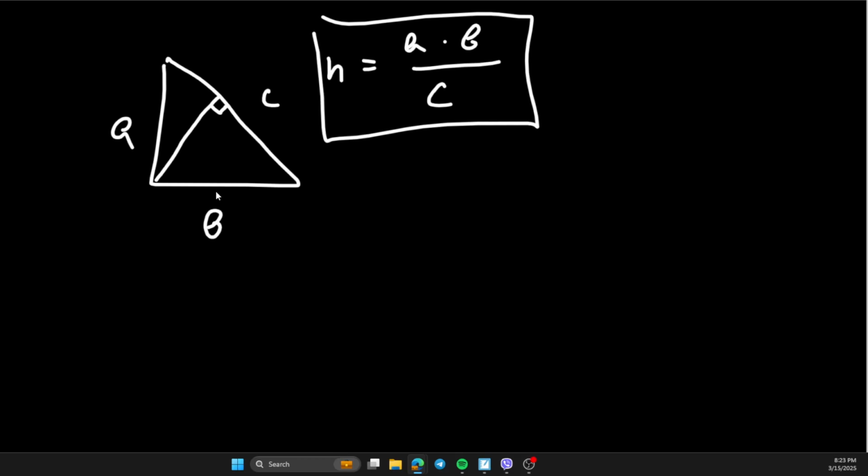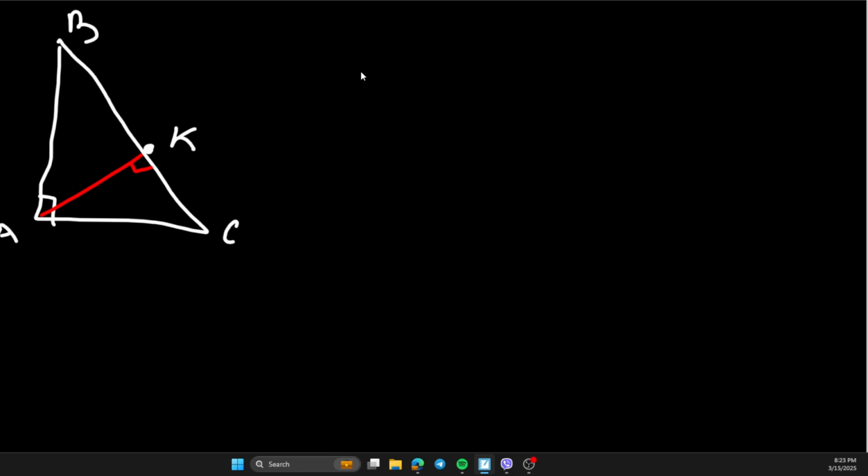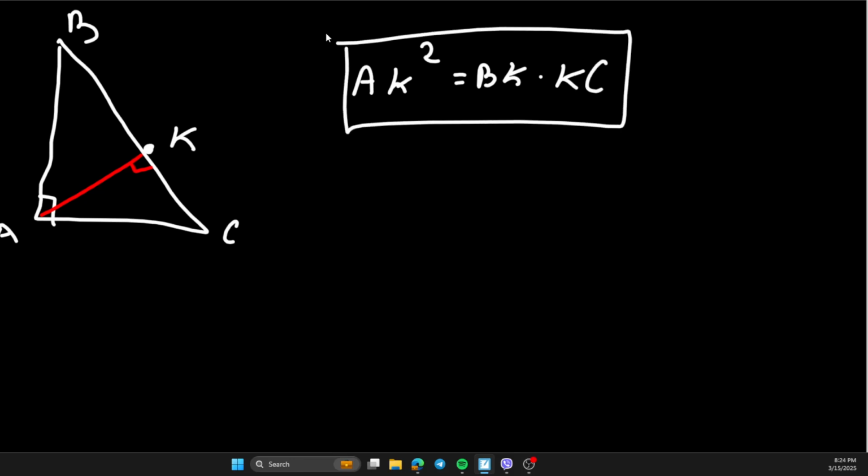Also, the height to the second power. Okay, so I'm going to make a new drawing here. You do have a right triangle, so here it is. You take the height, it forms a 90-degree angle, right? And let's say you have a triangle A, B, and C, and the height falls on this point K, right? Then AK to the second power is going to be equal to BK times KC, right? So that's another theorem of it. All right, you remember it.